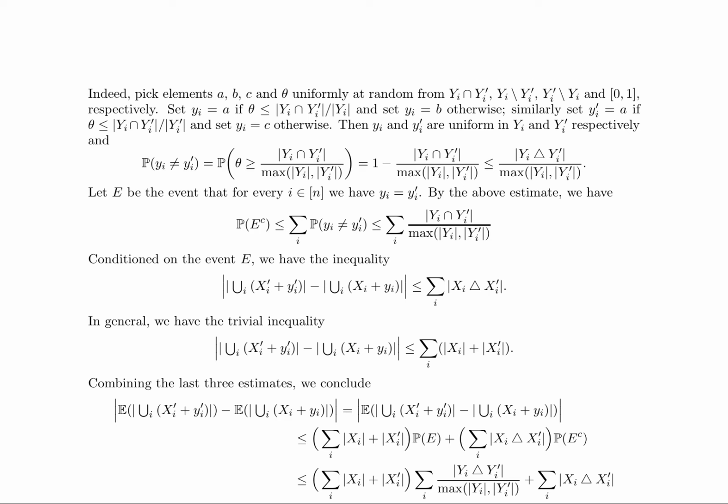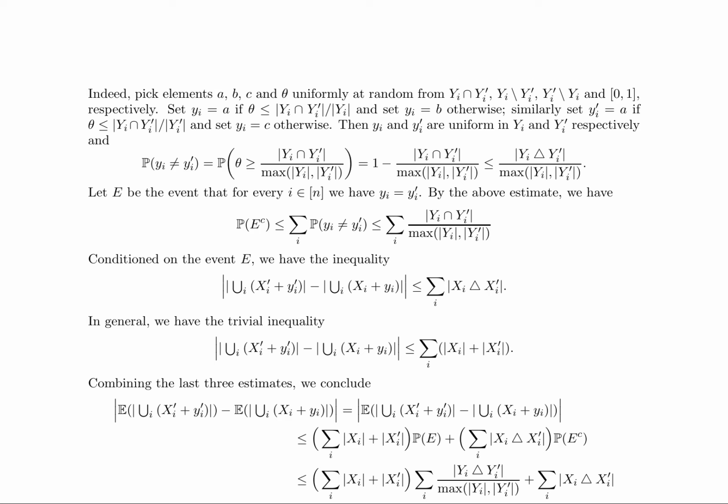The probability of the complementary event E^c is bounded by the sum of |Y_i ∩ Y'_i| over max |Y_i| for i in n. Conditioned on E, they establish an inequality relating the difference in union sizes of X_i plus y and Z_i plus y' to the sum of X_i Δ Z_i over i in n. Combining this with the probability estimate, they derive an upper bound on the expectation of the difference in union sizes.